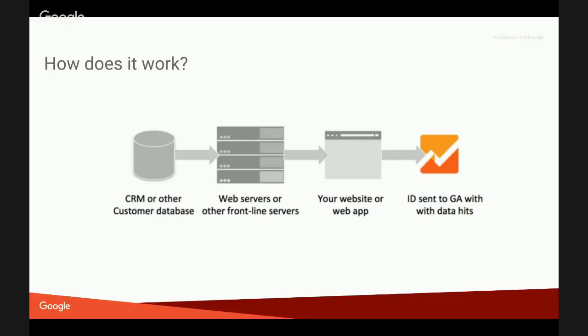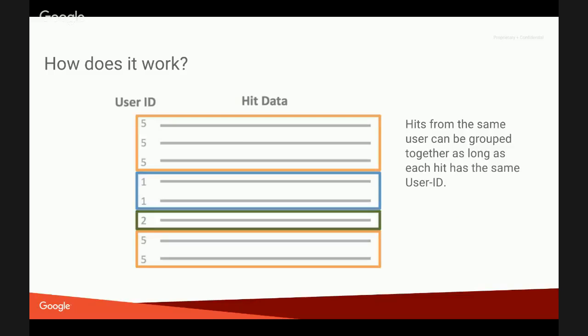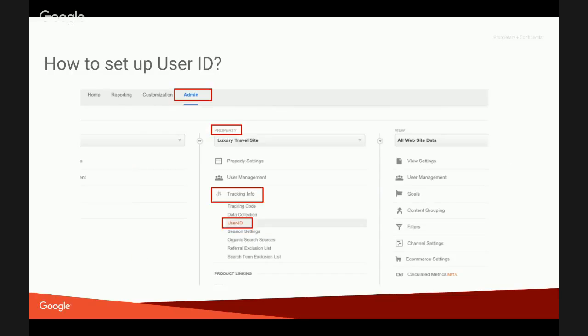For example, you could send the unique IDs generated by your own authentication system to Analytics as values for the user ID. Any engagement like clicks and page or screen navigation that happens while a unique ID is assigned can be sent and connected in Analytics via the user ID. So hits from the same user can be grouped together as long as each hit has the same user ID.